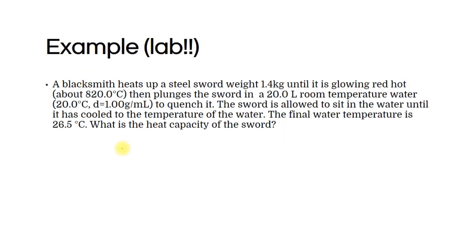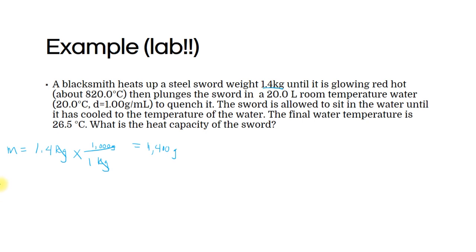All right, so our last example that we're going to do together is a steel sword a blacksmith is making. So it's a lot of words, we're going to break it down. So a blacksmith heats up a steel sword weighing 1.4 kilograms. So 1.4 kilograms is a mass. So far I've only been using grams, so I'm going to guess that I probably need to convert this, where I try to get to grams by getting rid of kilograms. So I put kg on the bottom. So that's going to give us 1,400 grams of stuff.